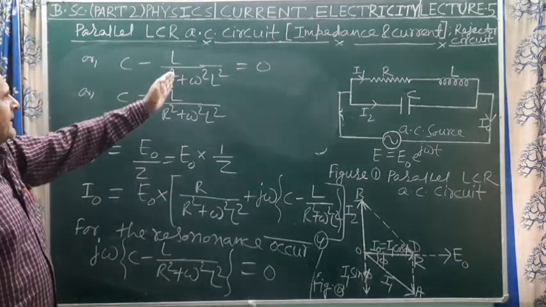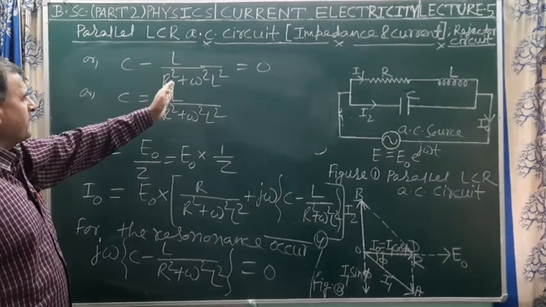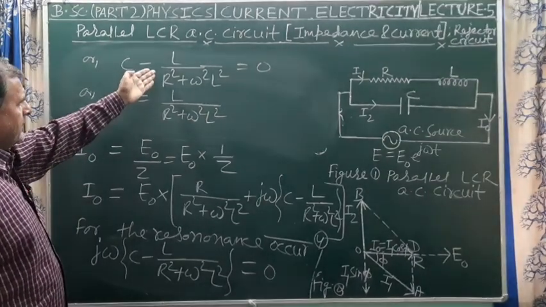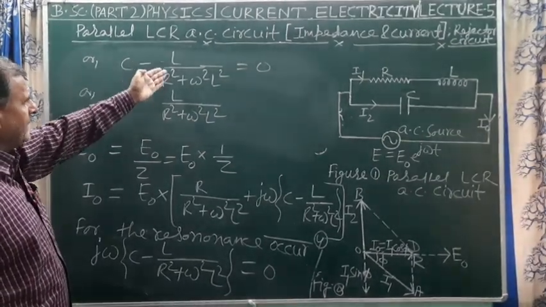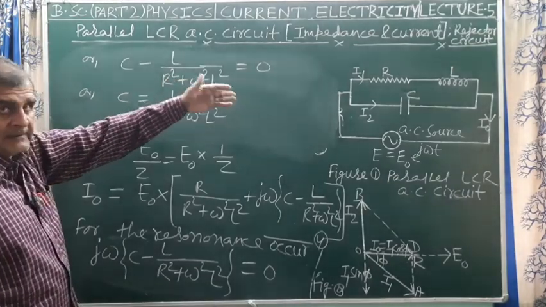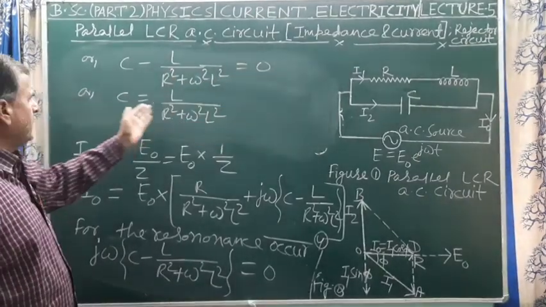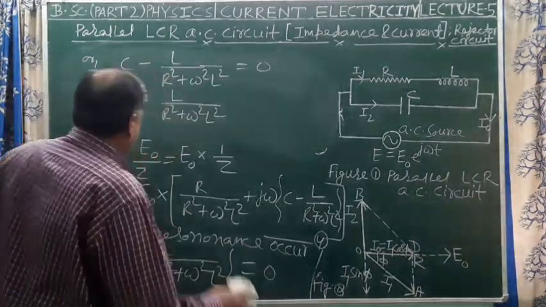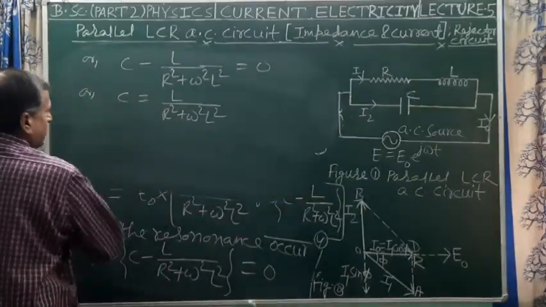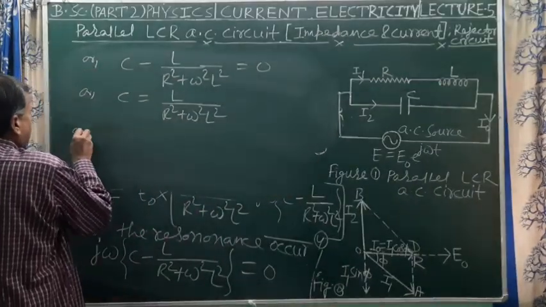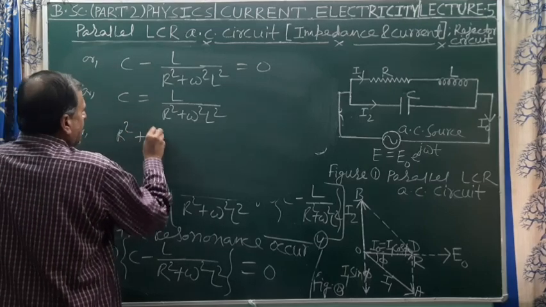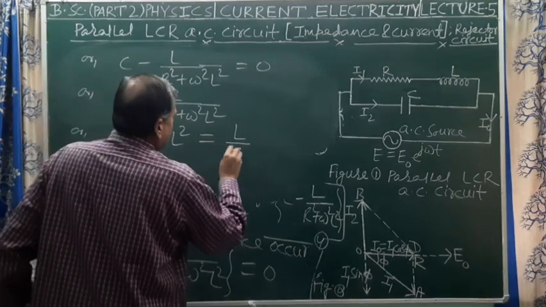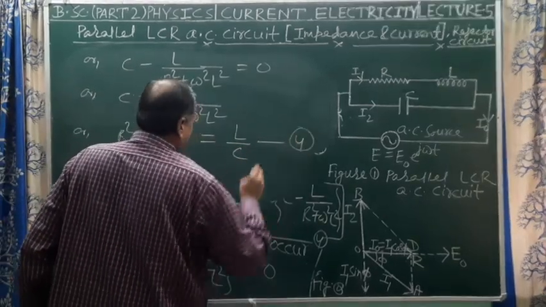C is equal to C minus L, C minus capital L upon R square plus omega square L square is equal to 0. So taking the negative term, that is the second term, minus L upon R square plus omega square L square, to the RHS, we will get C is equal to L upon R square plus omega square L square, and from this equation we will obtain R square plus omega square L square is equal to L upon C, and suppose it is equation number 4.